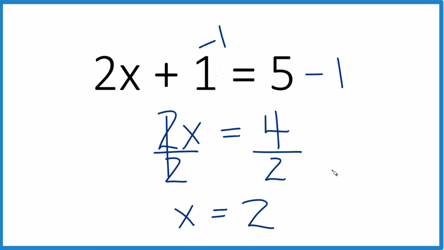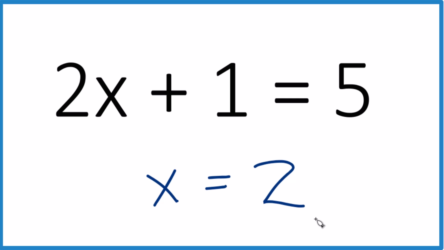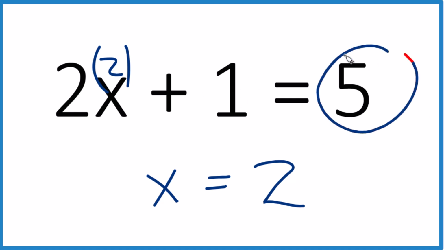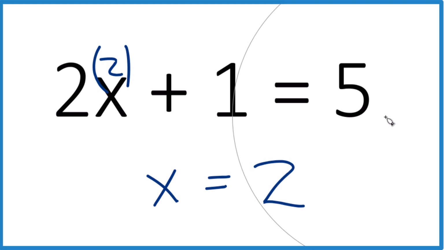And we can check that. So let's put 2 back into our equation here. X equals 2. 2 times 2 is 4. 4 plus 1, that equals 5. And we have 5 here. 5 equals 5. That's a true statement.